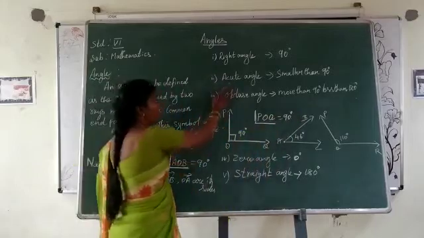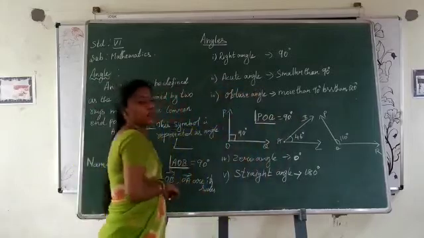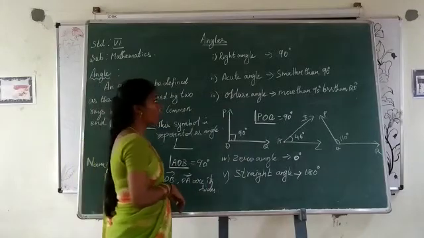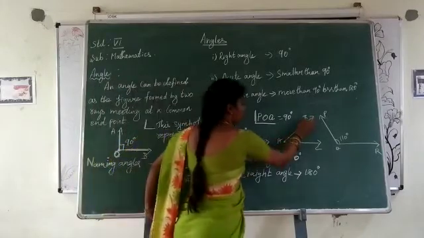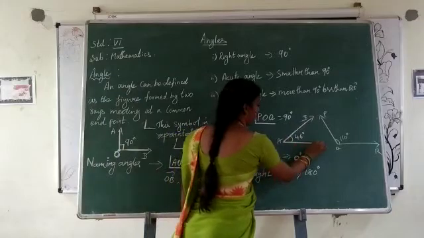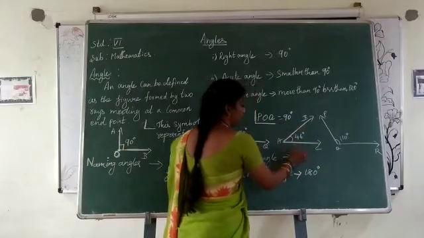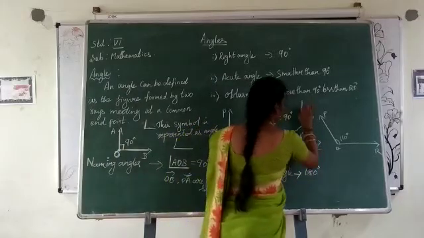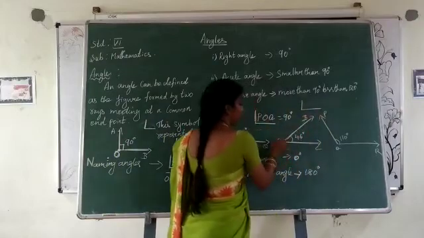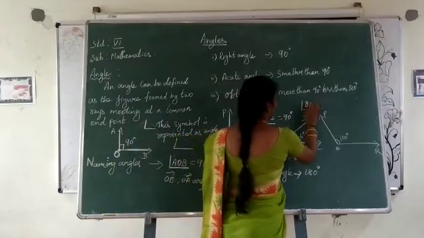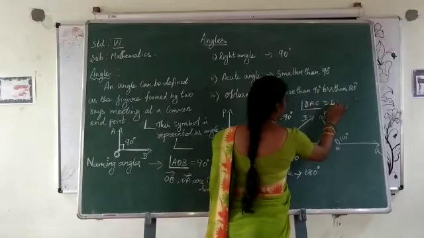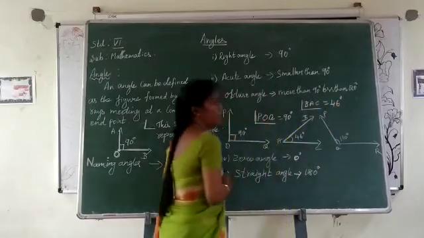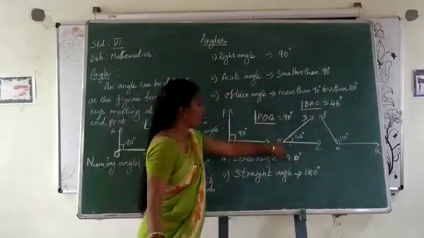The second one is acute angle. An acute angle is smaller than 90 degree. It is known as an acute angle. This diagram represents an acute angle. How can you name this one? Angle BAC. BAC is equal to 46 degree. It is known as an acute angle.